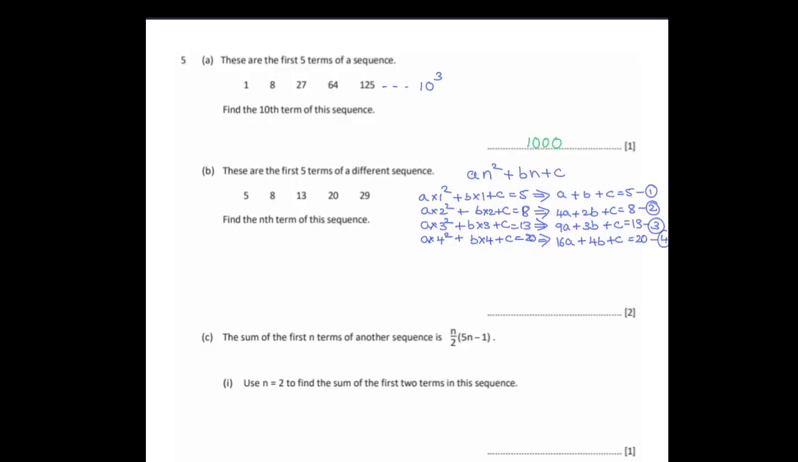This is equation 4. Now subtracting the equations, 2 minus 1, from 2 subtract 1, you get 4a minus a is 3a, then 2b minus b is b, and c minus c gets cancelled, and 8 minus 5 is 3. This is equation 5. And now doing equation 4 minus 3, subtracting 4 minus 3.